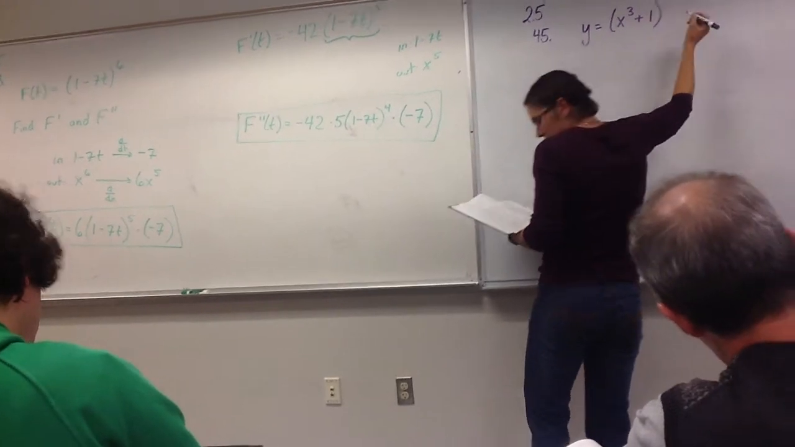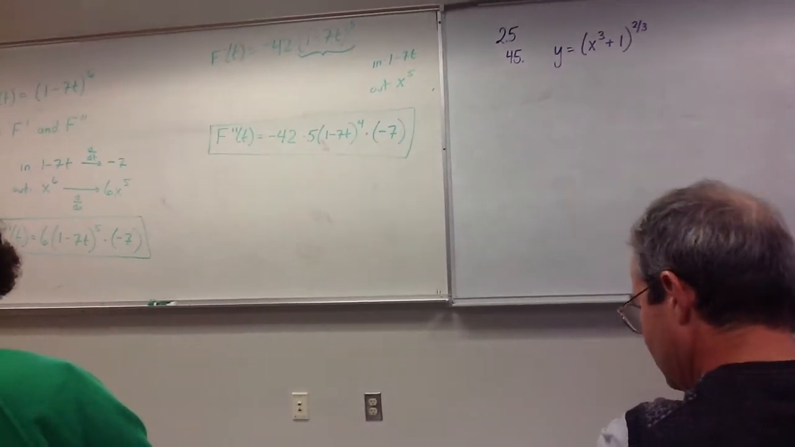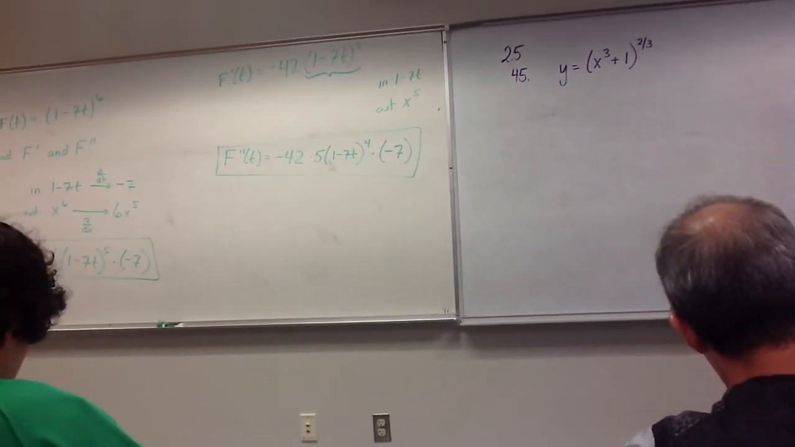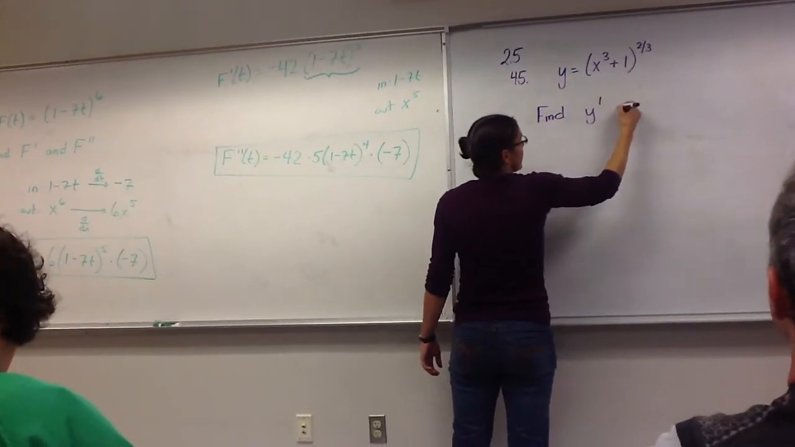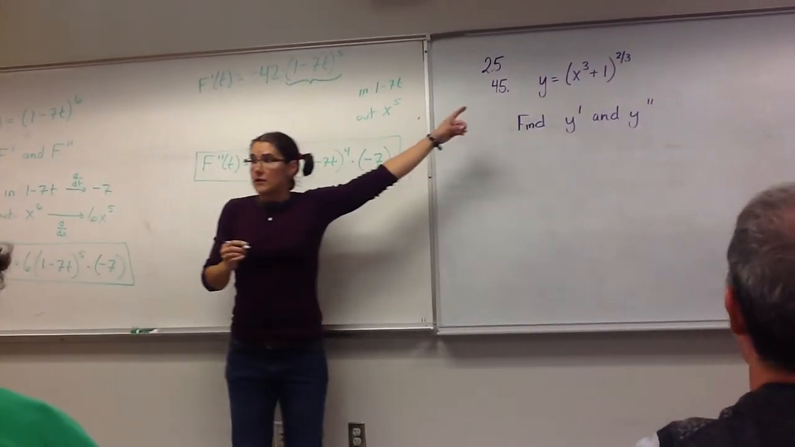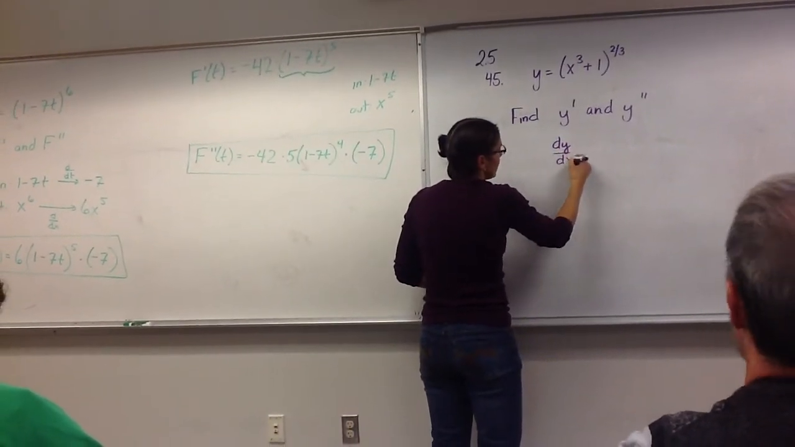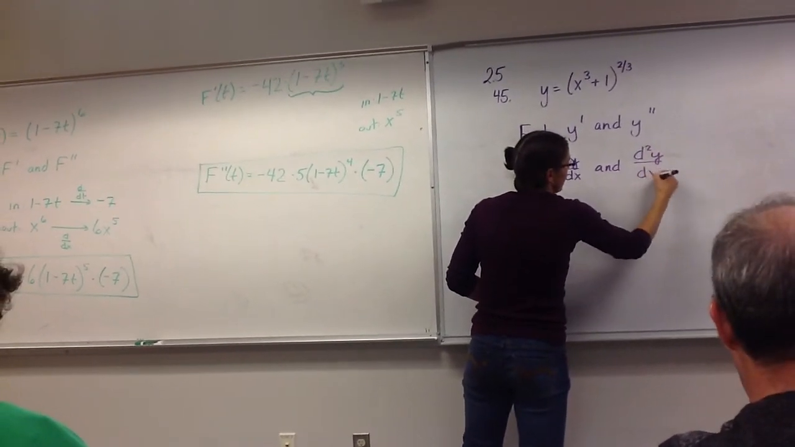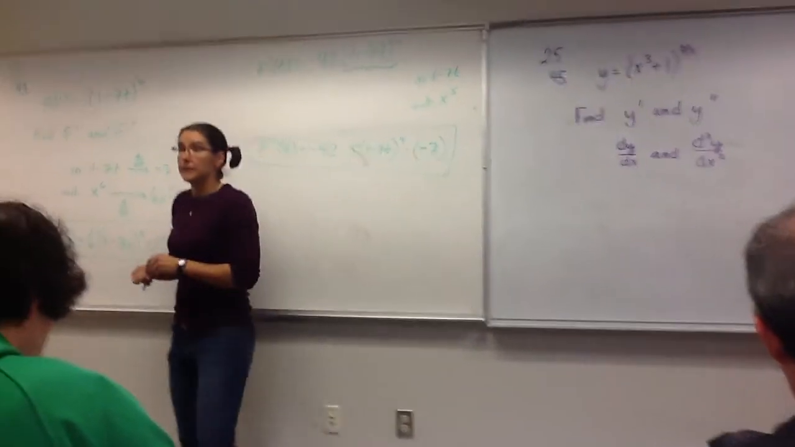plus 1 raised to the 2/3 power. We want to find the first and the second derivative. So we'd like to find, I can either say, find y prime and y double prime. The other way to write down my notation is I could write this as dy over dx and d2y over dx squared. So different notations, both mean exactly the same thing.